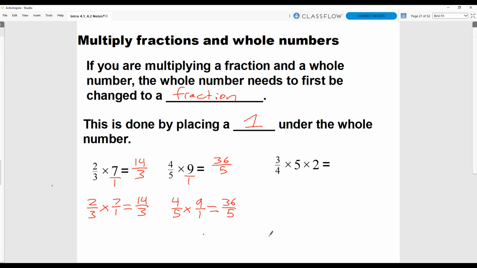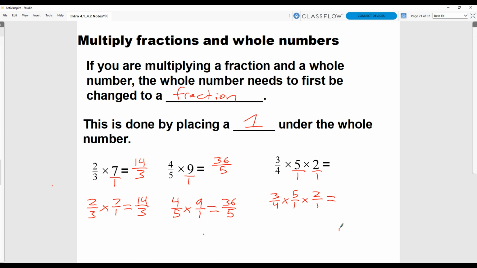All right. One last one we got to look at here. This time we're multiplying 3 different terms, 3 different parts together, right? All the parts of a math problem are called a term. So this one has 3 different terms. All right, so we got 3/4 times 5 times 2. We got a 5 and a 2 here. They're both whole numbers. We need to change them both into fractions. So we're going to put 1s underneath each one of those. Then I'm going to rewrite it. So I'm going to have 3 over 4 times 5 over 1 times 2 over 1. All right, just like that.